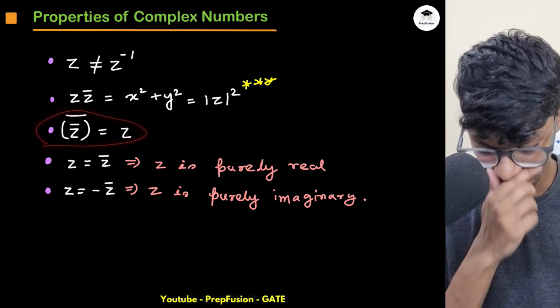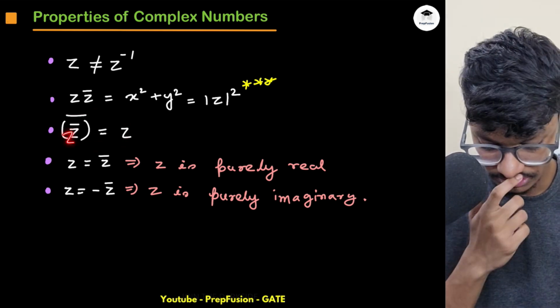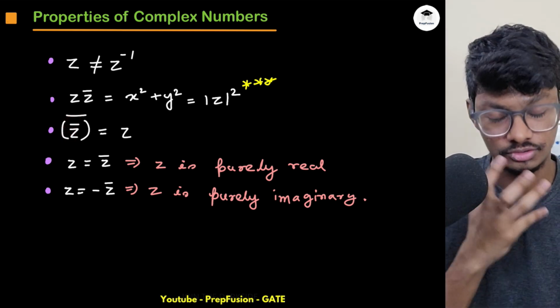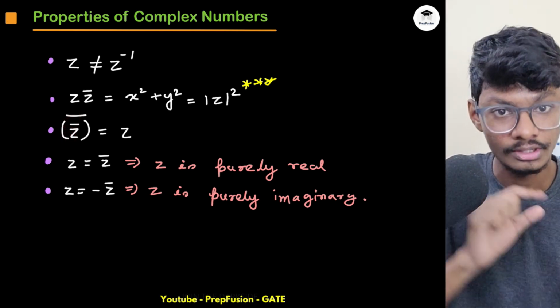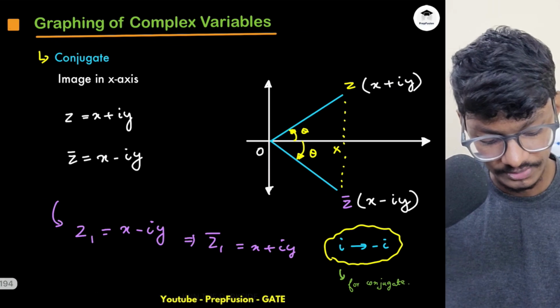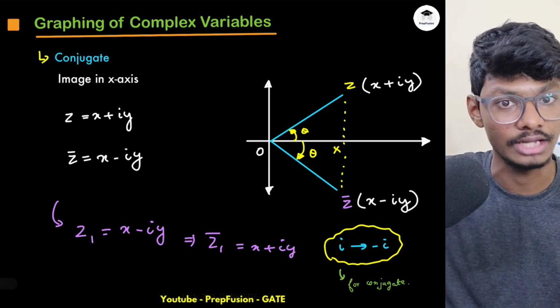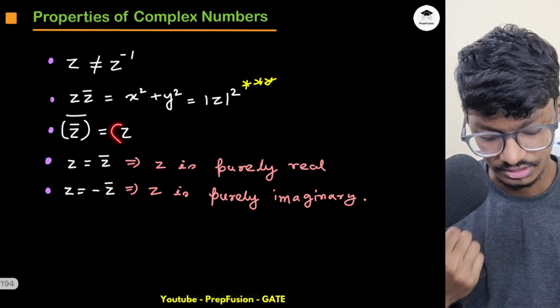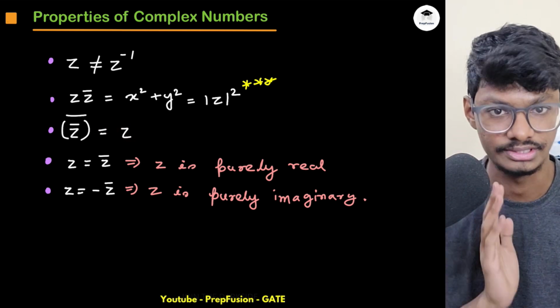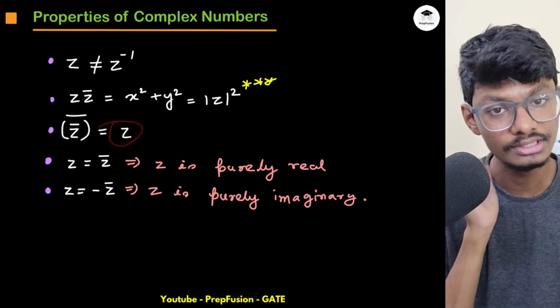Next is this. This is z bar bar. Basically, if I take the conjugate of z, and then again take the conjugate, I replace i with minus i and then again replace i with minus i, and I will get back the same number itself, which is z. I will get back the same number itself.